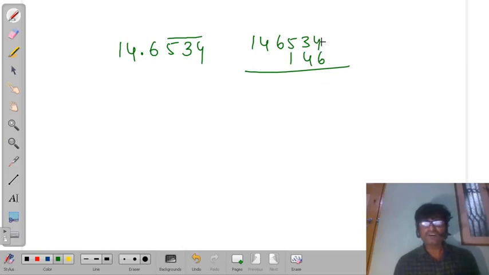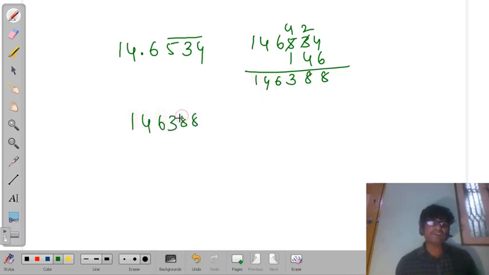What will you get? 4 minus 6 will not go, so you take 14. 14 minus 6 is 8. From 3, actually 1 is gone as a borrow, so there will be only 2. So 2 minus 4 will not go, so take 12 minus 4, which is equal to 8. Here we will be having 4, so 4 minus 1 is 3. Here 6, here 4, here 1. What is the number we got? 146,388.